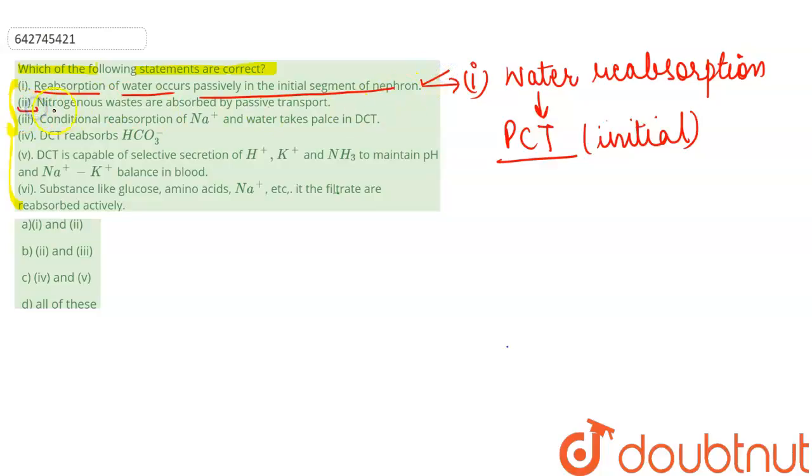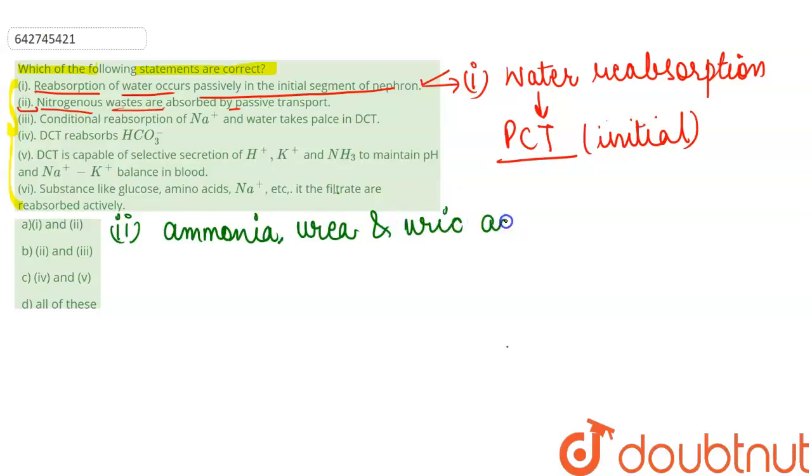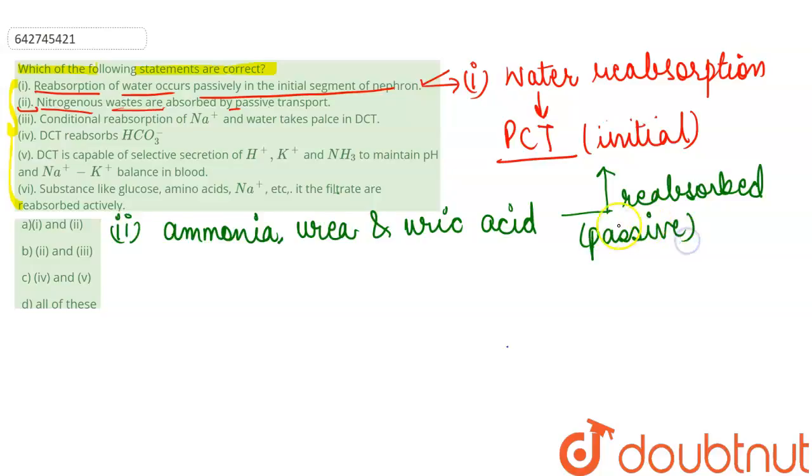Now the second statement says that the nitrogenous wastes are absorbed by passive transport. Nitrogenous wastes such as ammonia, urea and uric acid are absorbed by passive transportation. These wastes are also reabsorbed by the proximal convoluted tubule, that too by passive absorption. So this passive transportation mechanism for nitrogenous wastes is correct.